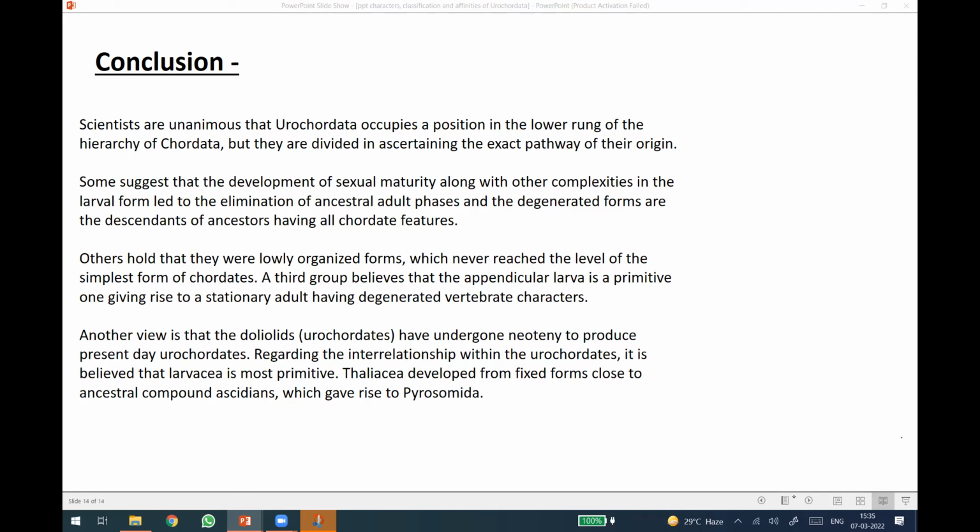Regarding the interrelationship within the Urochordata, it is believed that Larvacea is the most primitive form. Thaliacea developed from fixed forms close to ancestral compound ascidians, which gave rise to Pyrosomida, that is a group of the Urochordates only. So with this ends the Urochordata, and in the next class we will see about the Cephalochordata.